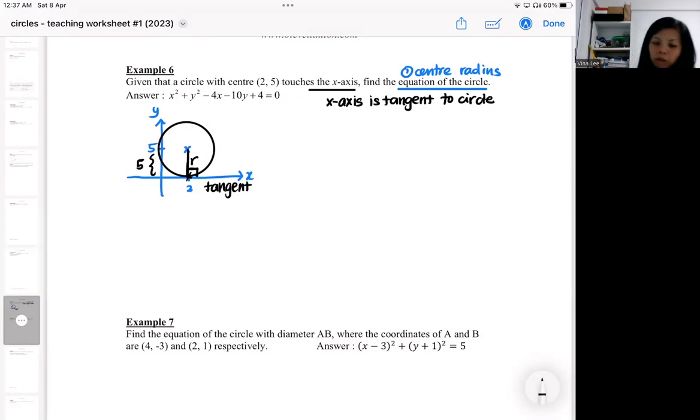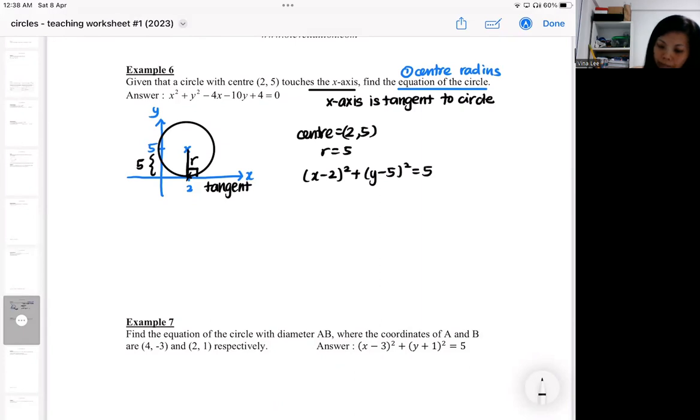So after you draw it out, you realize that the center is given to you, then the radius is 5 units, and then you can get the equation. Then you just go for the expansion or leave it in the standard format.